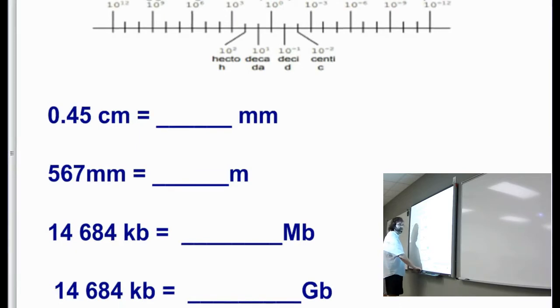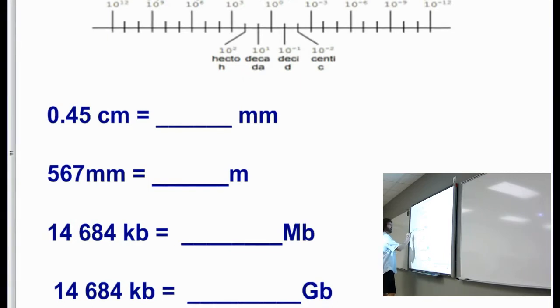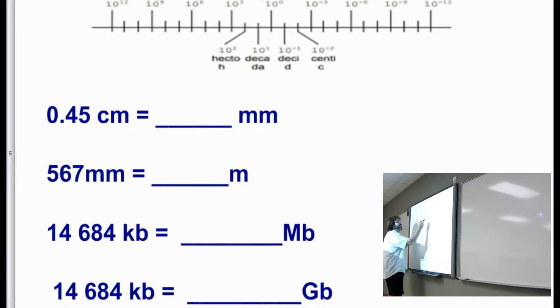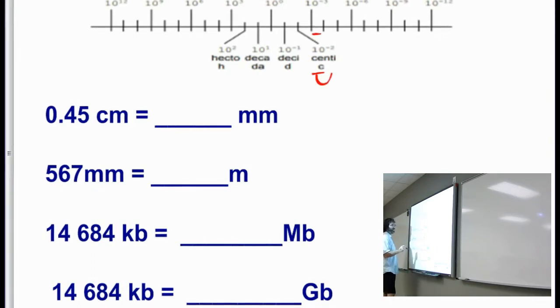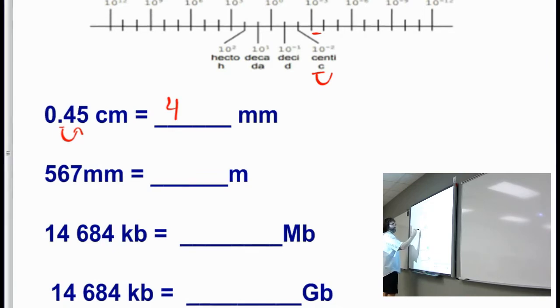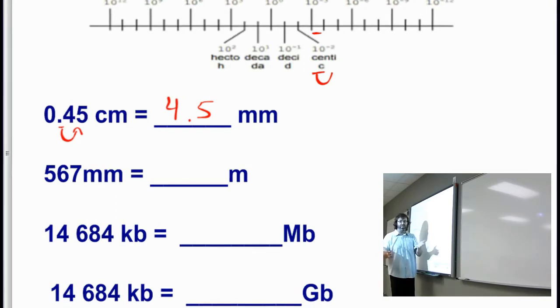And again, your worksheet will be very similar to this. So here we have 0.45 centimeters, and we're trying to go to millimeters. First, I would locate that on my metric prefix scale. Centi is here, and milli is here. And I'm going 1 spot to the right. So it's just 1 spot over to the right. And so what I'm going to do is I'm just going to move my decimal place 1 spot to the right. That allows me to convert 0.45 centimeters to 4.5 millimeters. They are the same measurement, just again in different units.